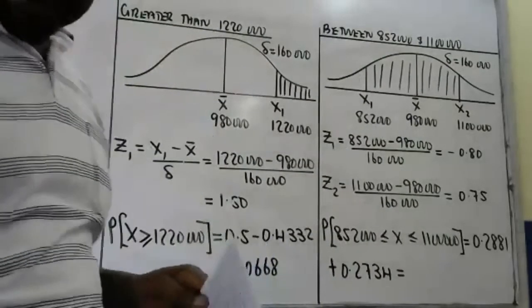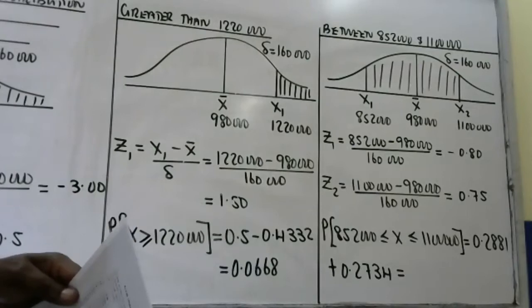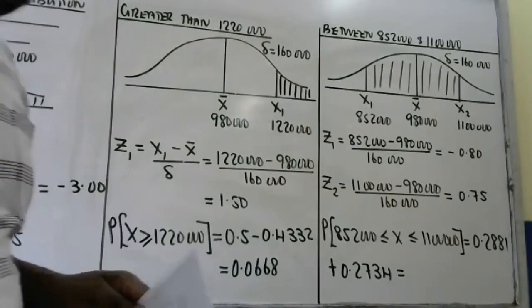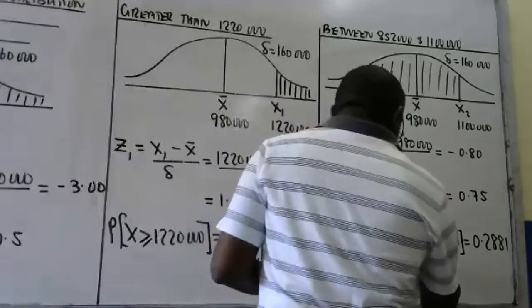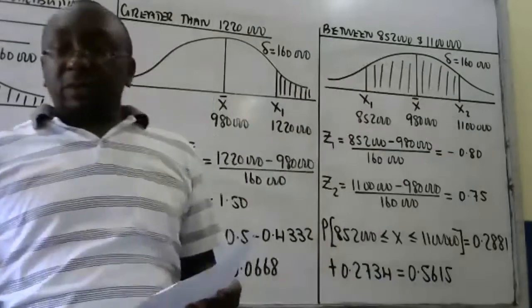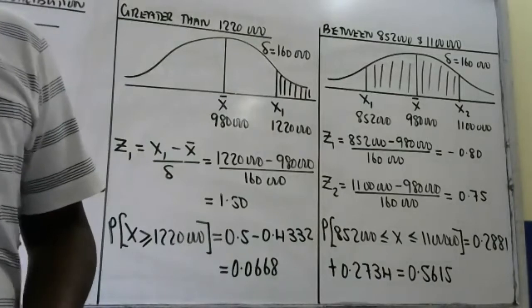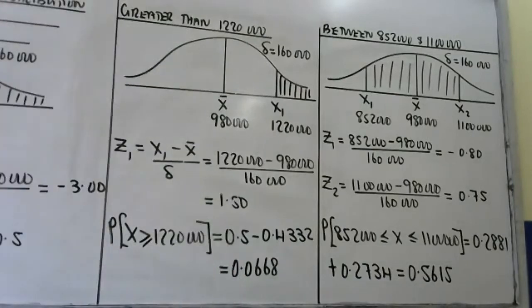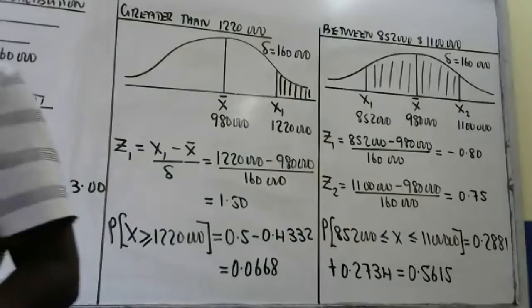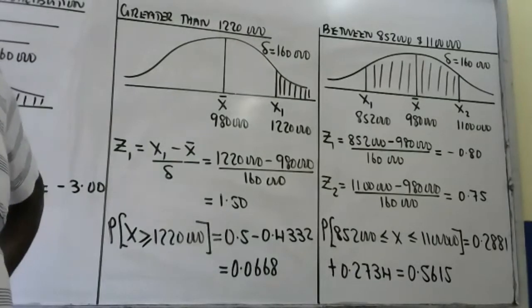And in so doing, that would be 0.2881 plus 0.2734, 0.5615. So I think that is good enough for normal probability distribution. Is that okay?